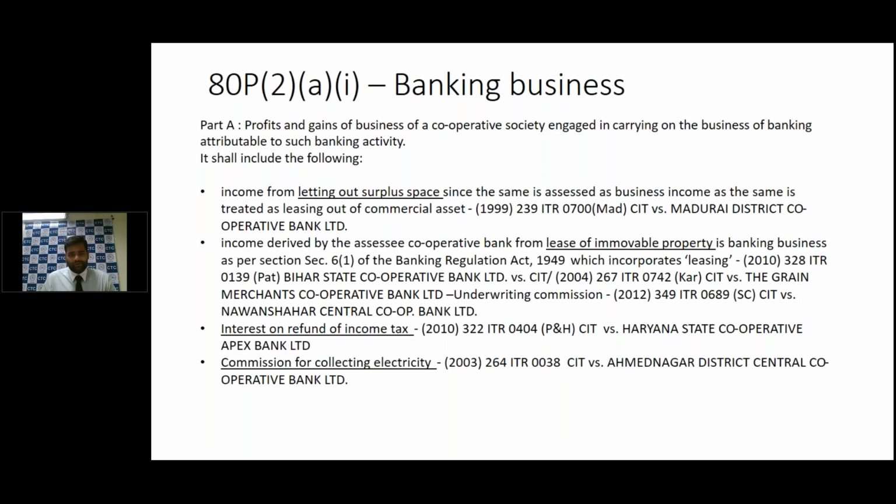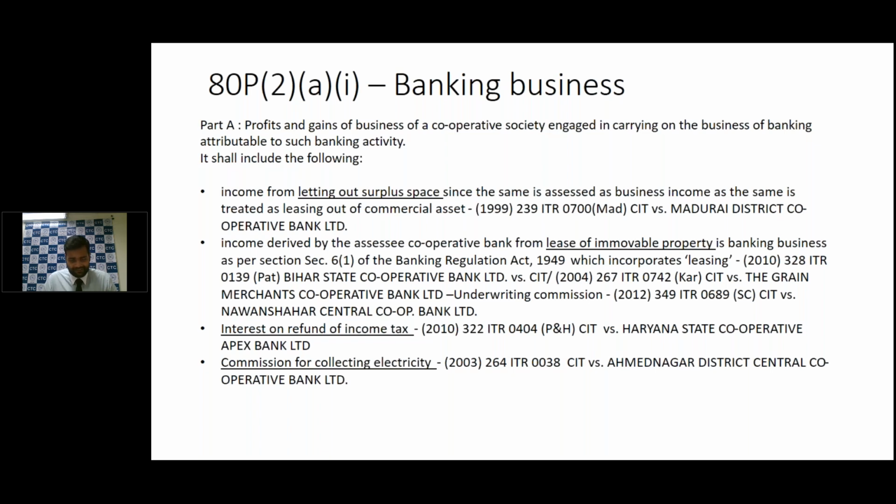Then there is a Karnataka High Court judgment wherein the court has held that income from leasing of immovable property is something which is derived by the cooperative bank from banking business as per Section 6(1) of the Banking Regulation Act 1949, which incorporates leasing. On that basis, the Karnataka High Court and the Patna High Court have held that income from leasing of immovable property is nothing but income from banking business. Underwriting commission has been held to be income from banking business by Supreme Court.